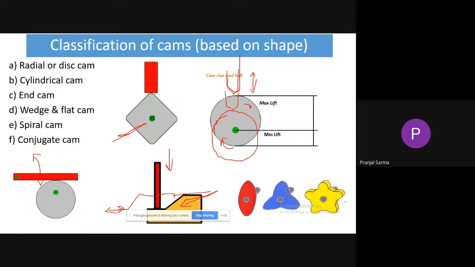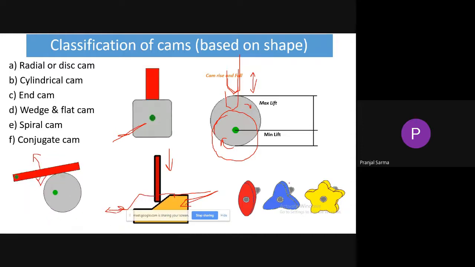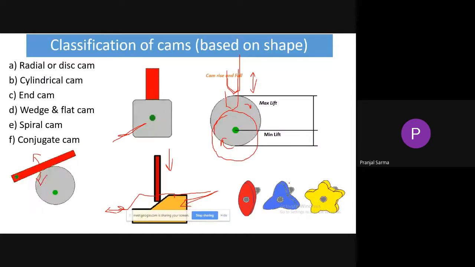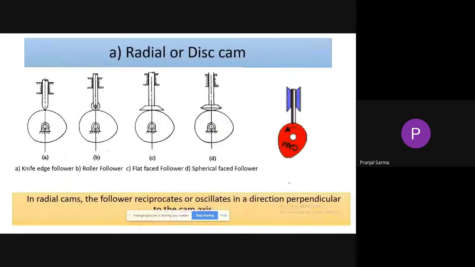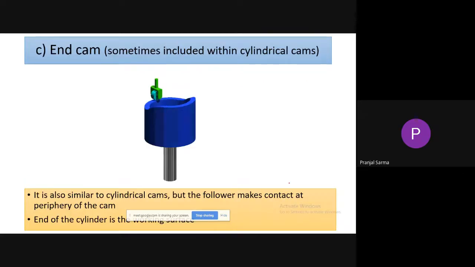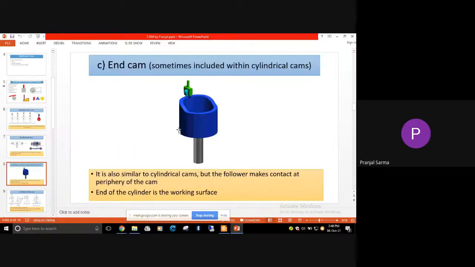Depending on the type of motion that you need, many different shapes are possible. So for today we'll stop here. In the next class we will see the different classification of these cams and followers, depending on their shape and motion, not size. So with this we'll stop here for today. If you have any question you can ask.